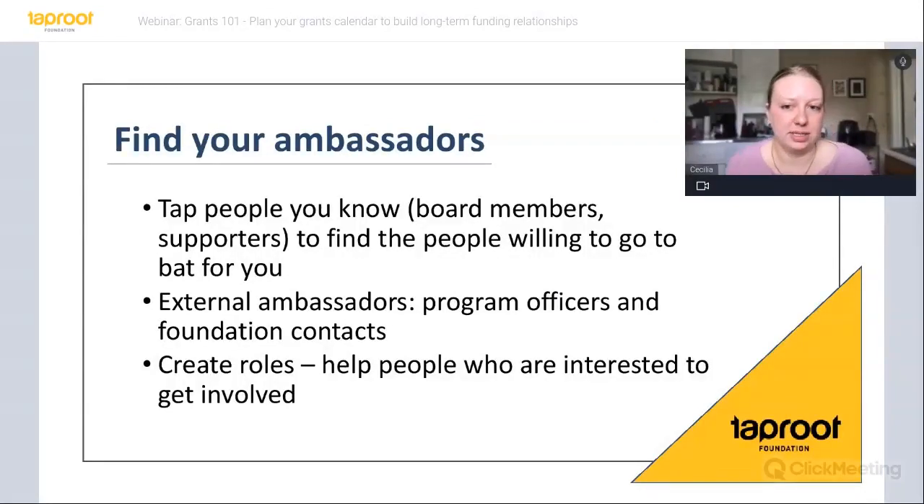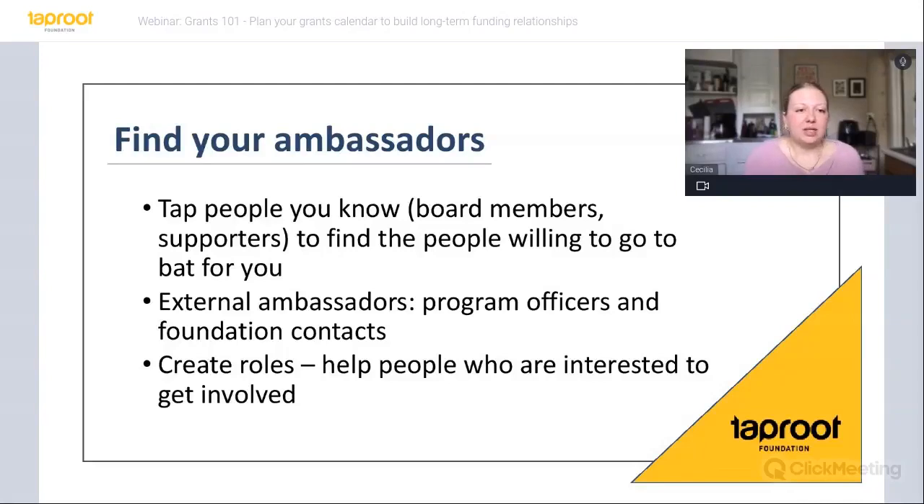Find your ambassadors. This is similar to the people power idea. There are people who will want to go to bat for you in a lot of different places: board members, and people who want to support your organization but not at the level of the board. These are all people who can do things for you. Especially working for nonprofits, there tends to be this feeling of, I can do all the work myself, but I think people underestimate how much people want to help other people, and asking people for little favors can really go a long way in making these relationships.